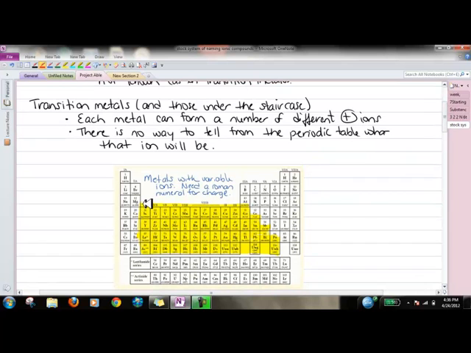These transition metals are the ones under the staircase and in the D block on the periodic table. These metals have the addition of that extra D sublevel, which allows them to pull valence electrons from not only their S and P, but also their D. So sometimes they can pull more if they need to. And there's really no way to tell from the periodic table which ion that will be.